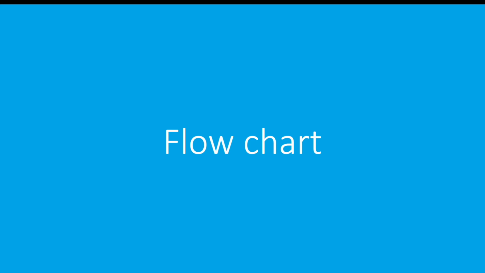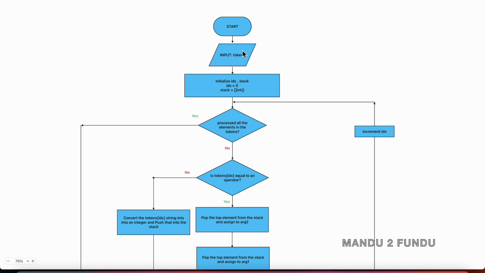Let's look at the flowchart. Input for this procedure is the tokens array. First we initialize the index to 0 and the stack with the empty slice of int. Then we enter the for loop. First we check whether we processed all the elements in the tokens array. If so, we break out of the loop. Otherwise, we check whether the current token is equal to an operator.